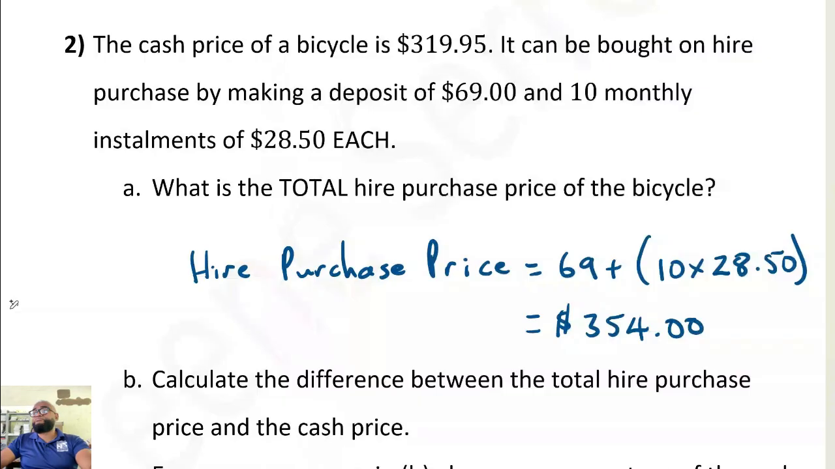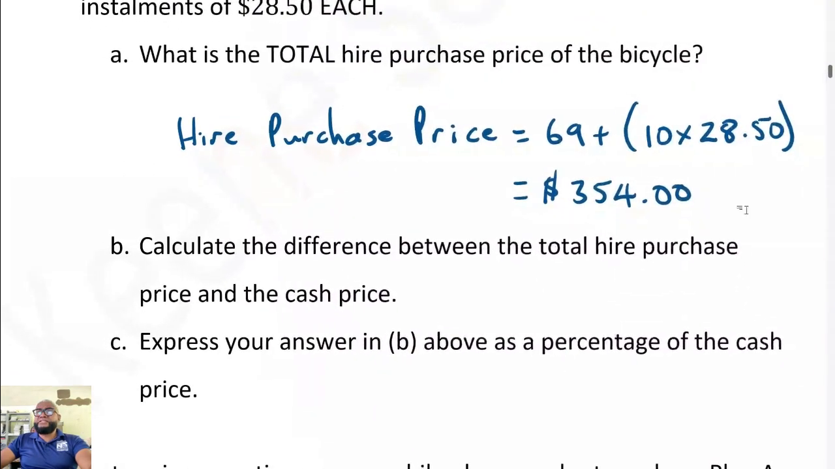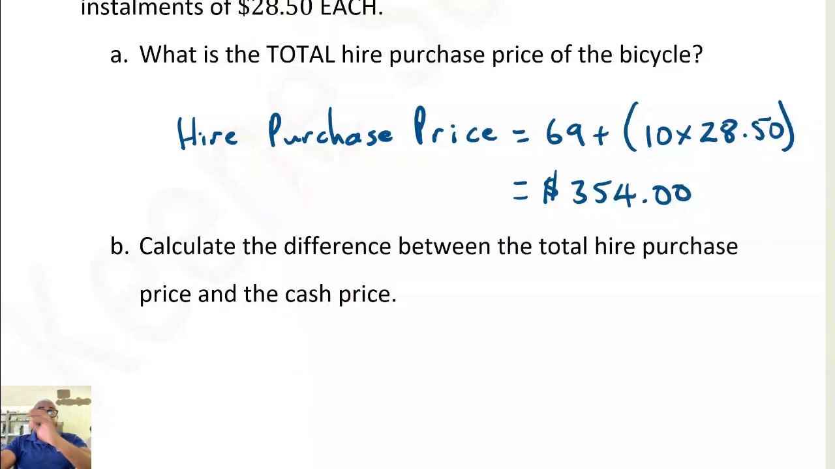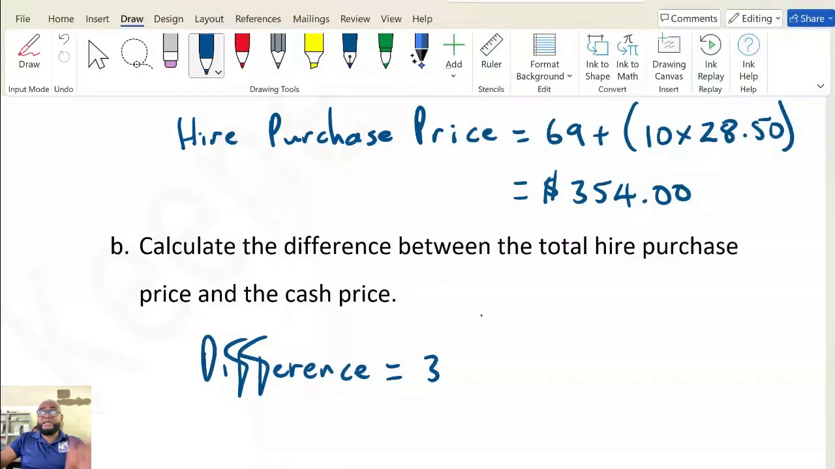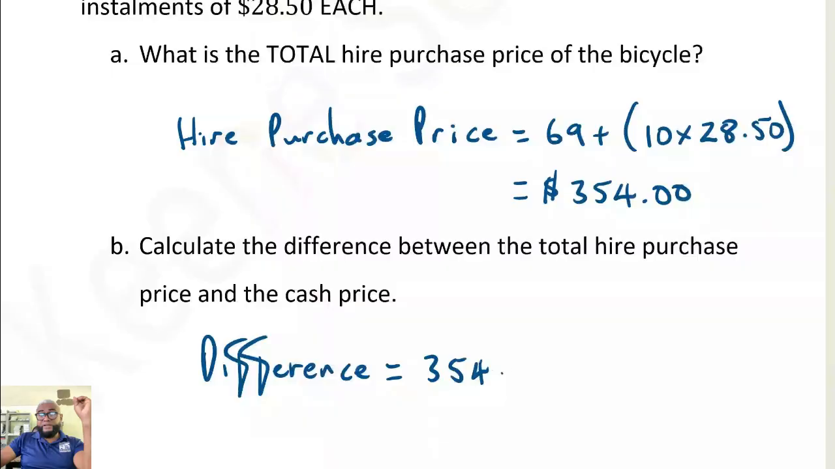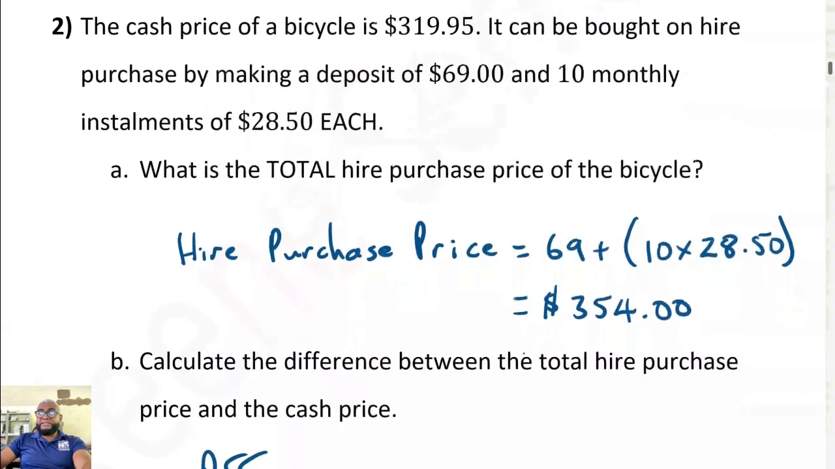Everybody good there? What does the word difference mean, my children? Because they said to calculate the difference between the total hire purchase price and the cash price. What does the word difference mean? Difference means to take away. Yeah, difference. So my difference will be 340. No, not 340. Where did I get 340 from? 354, which is the hire purchase price. The hire purchase price is higher. Everyone agrees? Minus how much?